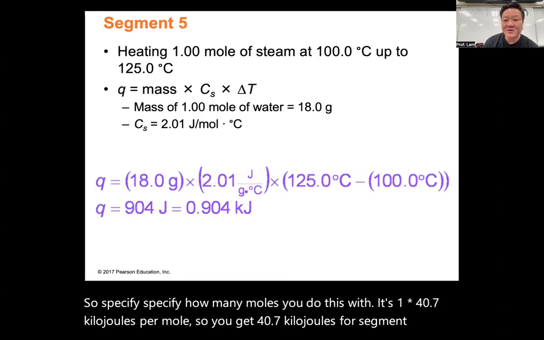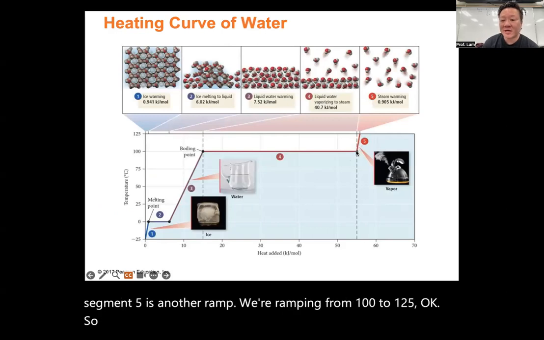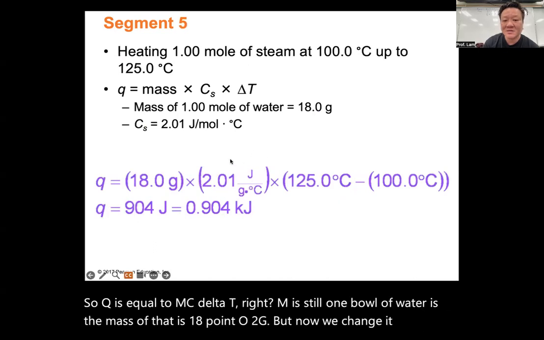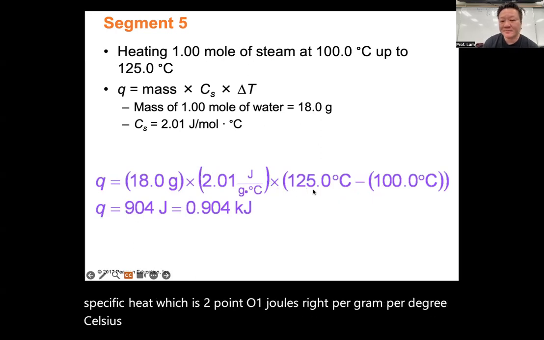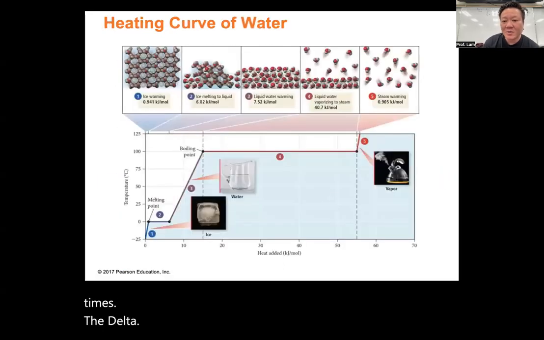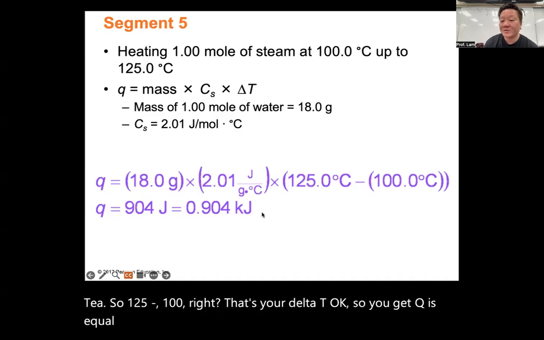And segment 5 is another ramp. We're ramping from 100 to 125. Okay. So Q is equal to MC delta T, right? M is still 1 mole of water. The mass of that is 18.02 grams. But now we change it to steam's specific heat, which is 2.01 joules per gram per degree Celsius, times the delta T. So 125 minus 100, right? That's your delta T. Okay. So you get Q is equal to 0.904 kilojoules.